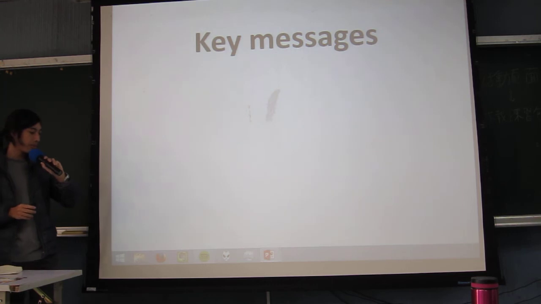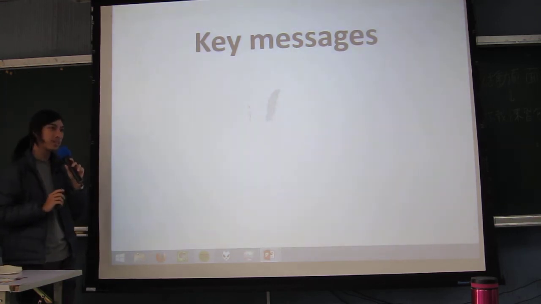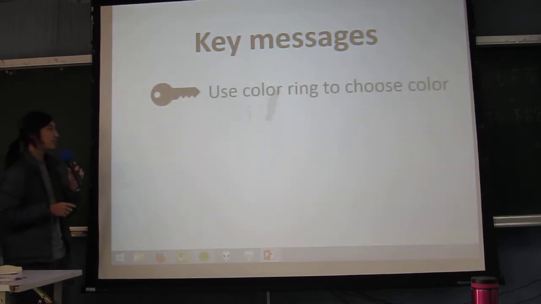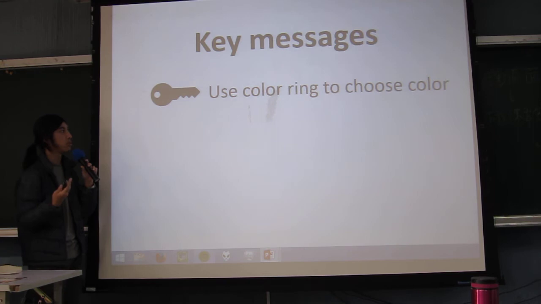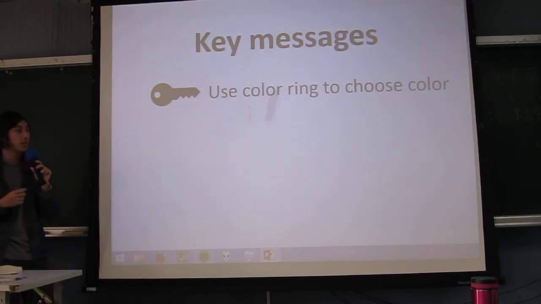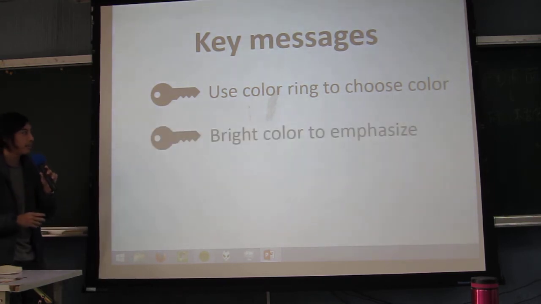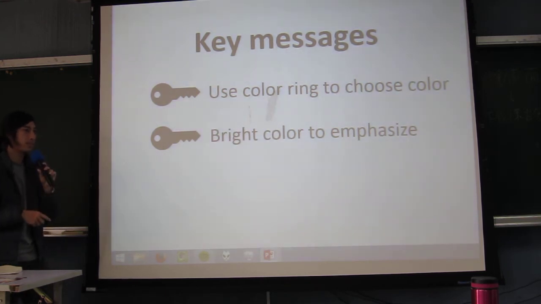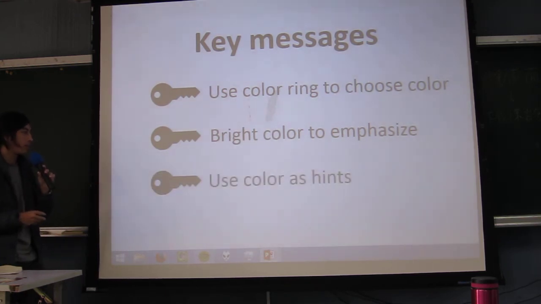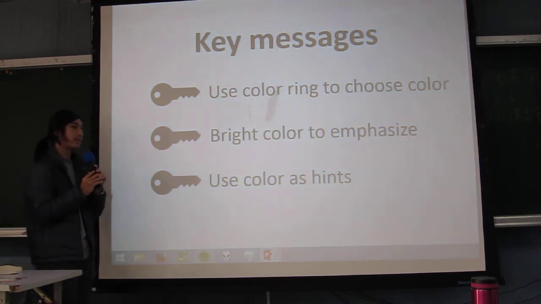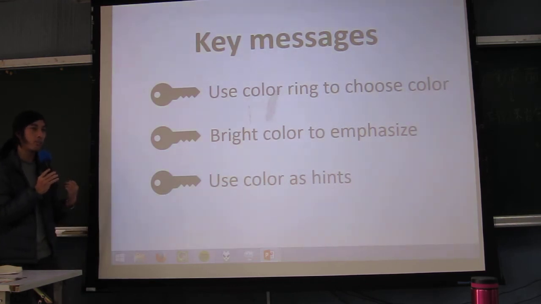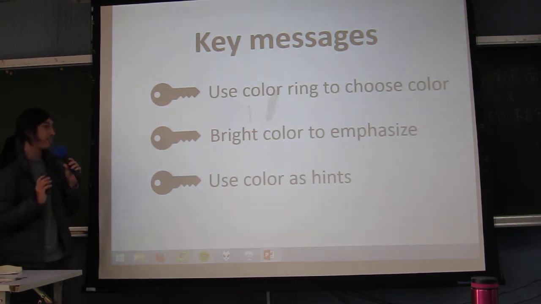Okay, about the color part, there are some key messages. If you can't remember the previous part, remember this one. First, I would suggest you use coloring to choose the color. Then use bright colors like red and green to emphasize the point you want to talk about. And the last one, use colors as a kind of hint that can make your audience understand your point better. Is that alright?